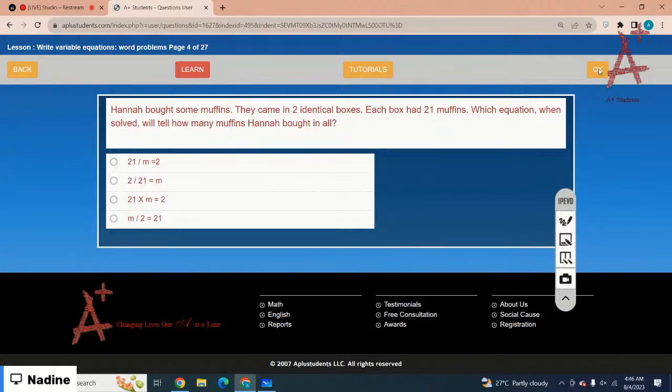Hannah bought some muffins. You don't know how many muffins she bought, right? They came in two identical boxes. Each box has 21 muffins. Which equation, when solved, will tell how many muffins Hannah bought in all? Some muffins, you don't know how many. For example, M muffins. They came in two identical boxes. So it would be M divided by 2 and that equals 21. That means option number 4 is the correct option, right?